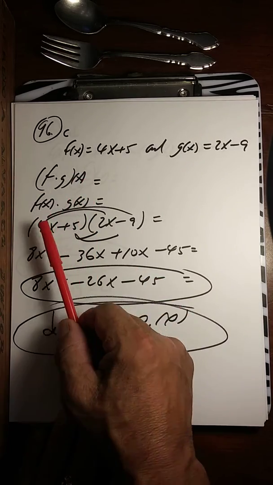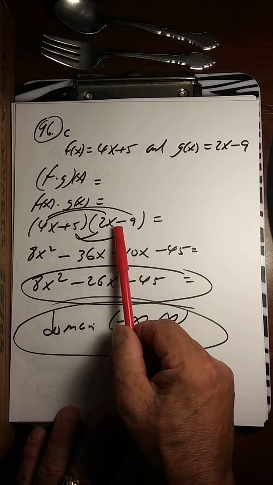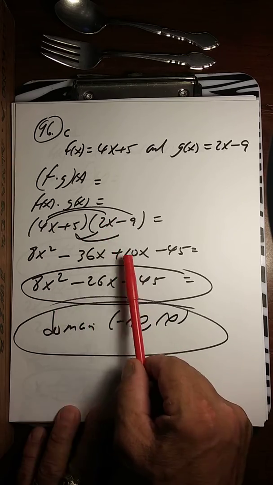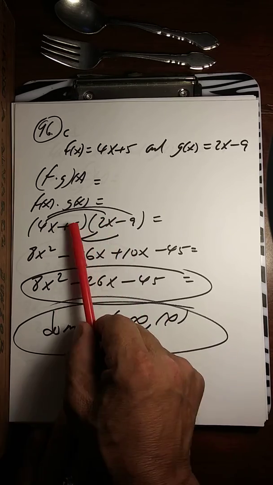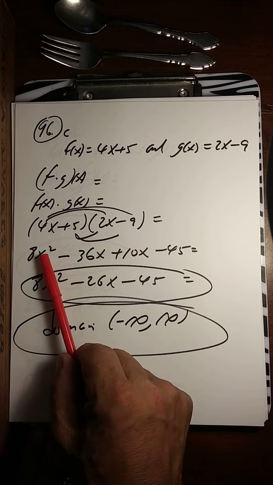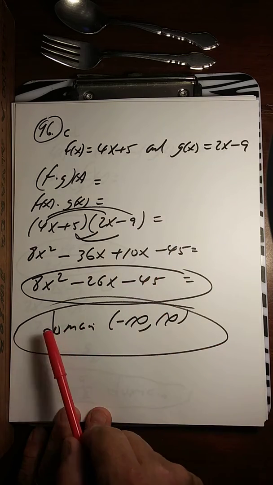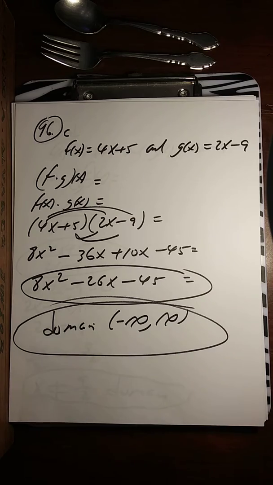F times g of x. Multiply 4x plus 5, 2x minus 9. That turns out is 8x squared. That turns out is minus 36. That turns out is 10x. Yep. And that turns out is minus 45. So 8x squared minus 26x minus 45. Domain is negative infinity to infinity.